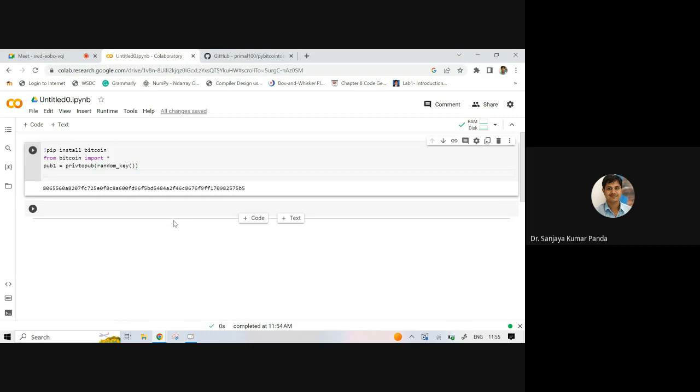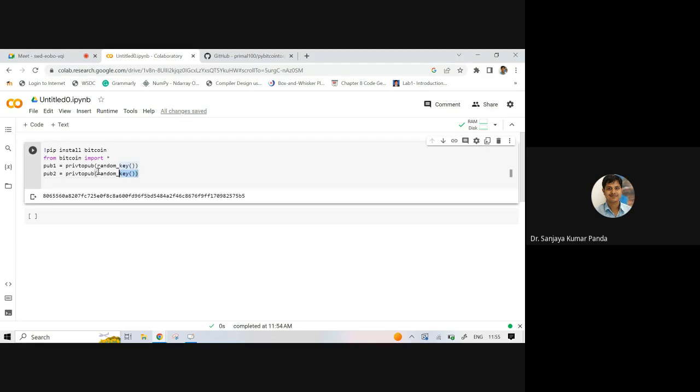This is my first public key. For example, I want to take another public key, then again private to public of a random key. Same thing I'm writing, but I'm creating multiple public keys here. So these are the three different keys I have used.